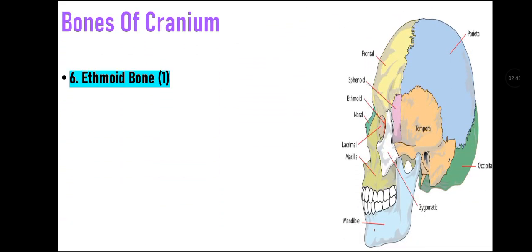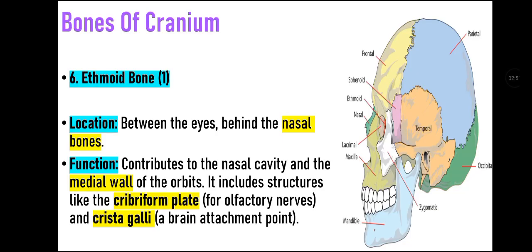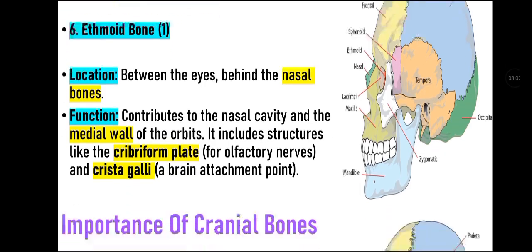Next bone we have is ethmoid bone. As you can see in the diagram, the red color bone is ethmoid bone. It is unpaired bone. Location: it is located between the eyes behind the nasal bone. Function: it contributes to the nasal cavity and medial wall of orbit. It includes structures like the cribriform plate for olfactory nerves and crista galli, that is the brain attachment point.